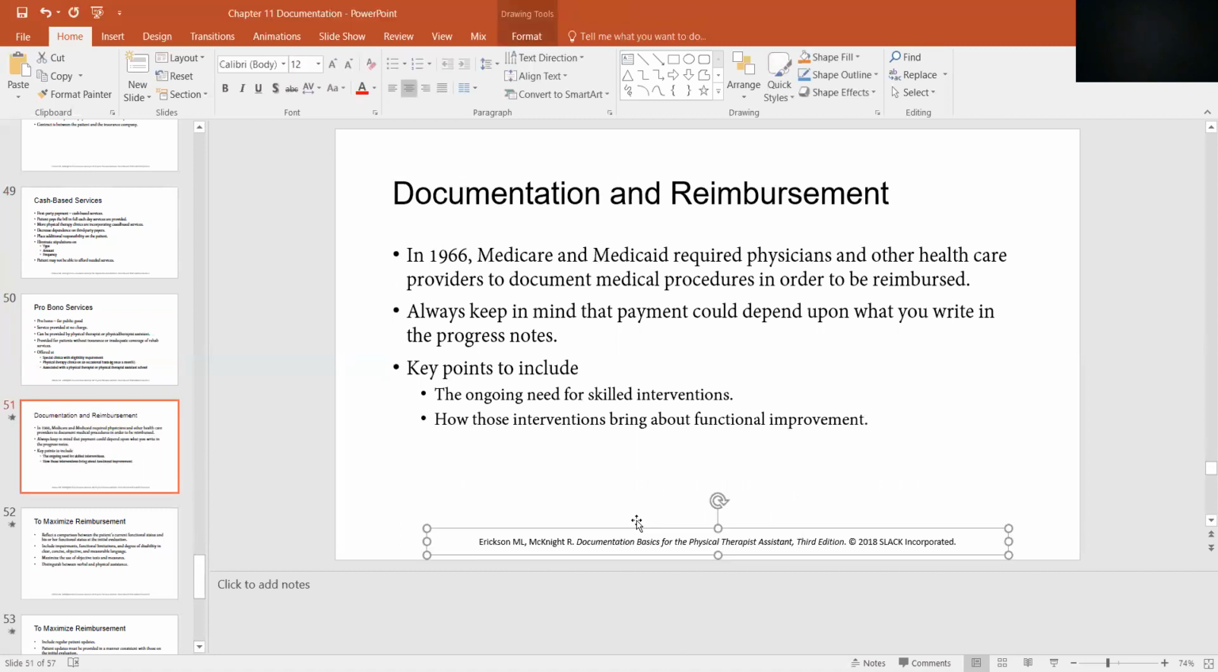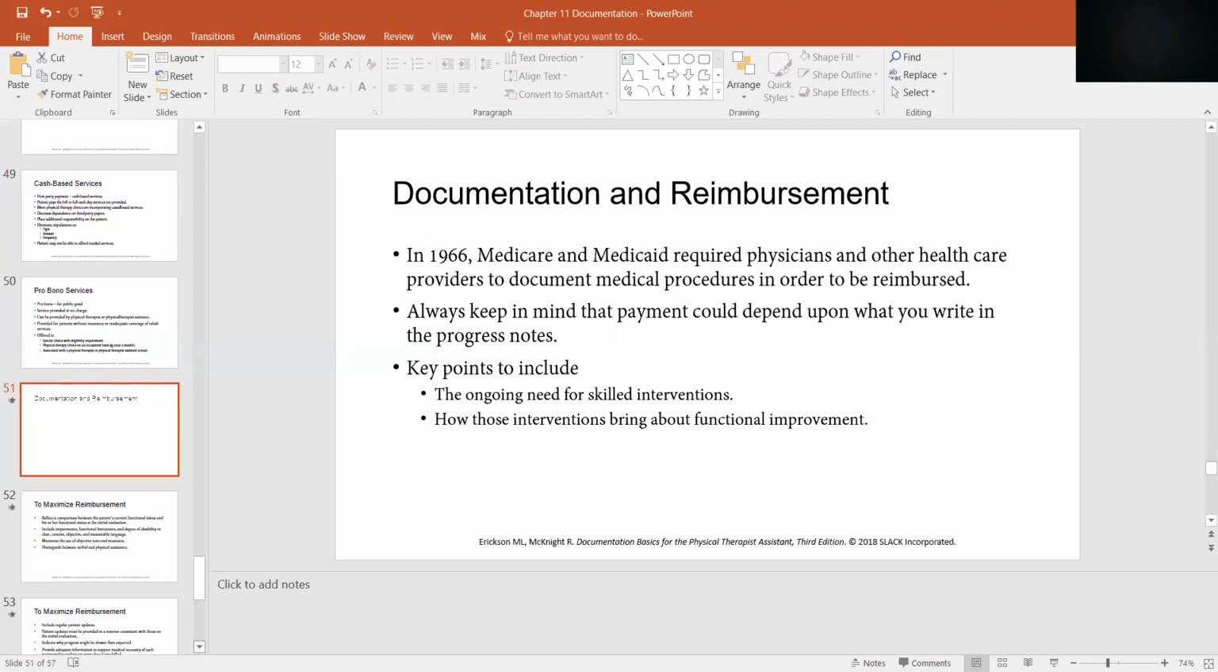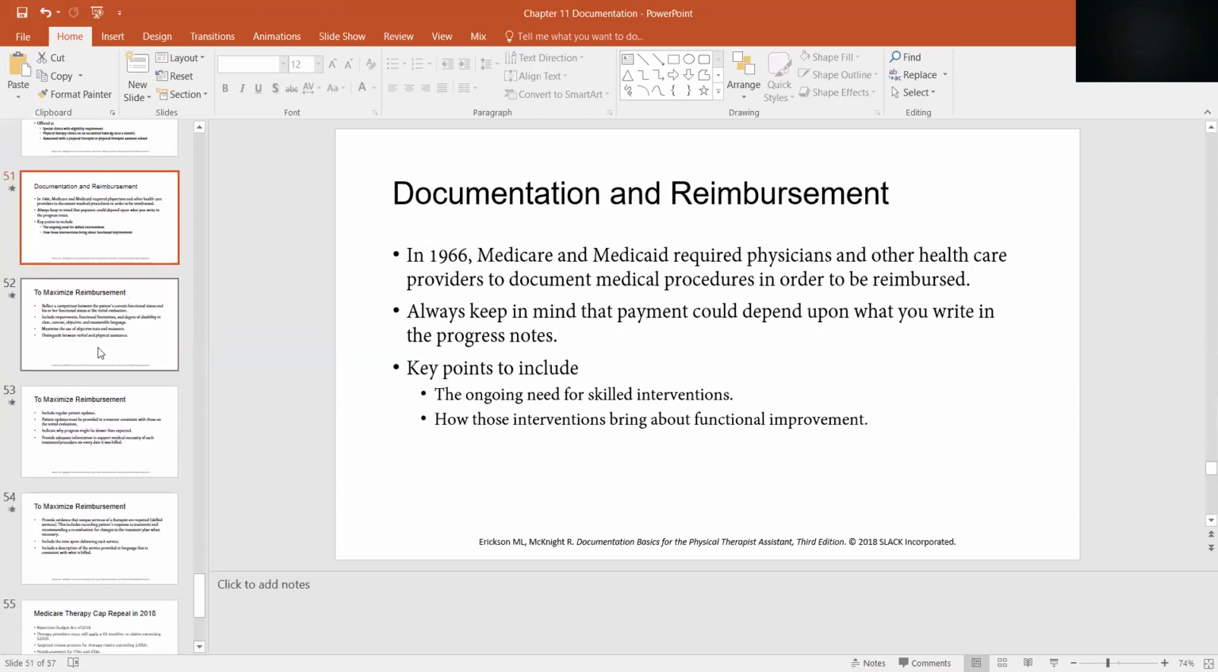Well, Medicare and Medicaid require physicians and other healthcare providers to document medical procedures in order to be reimbursed. So we always keep in mind that payment can depend on what you write in your progress or daily notes, and the key points to include are the ongoing need for skilled interventions and how those interventions bring about functional improvement. I think I've already drilled that into your heads pretty well.